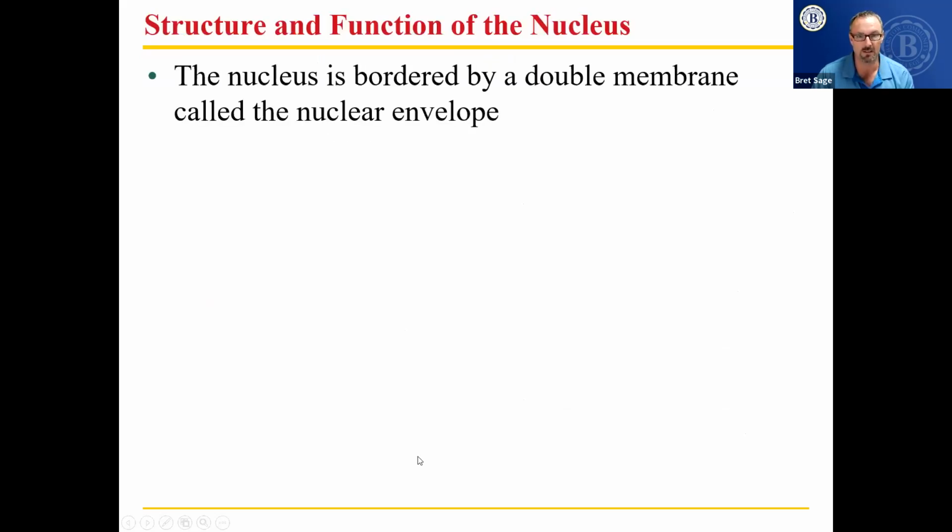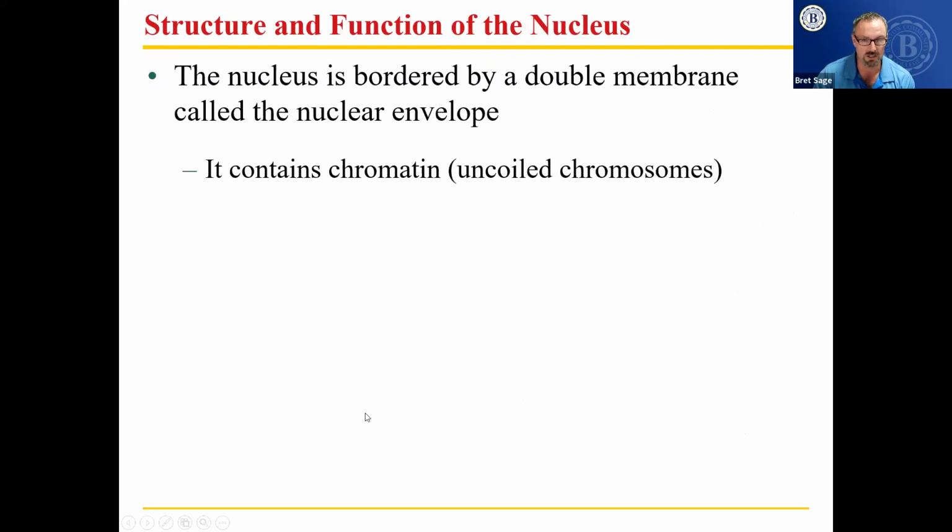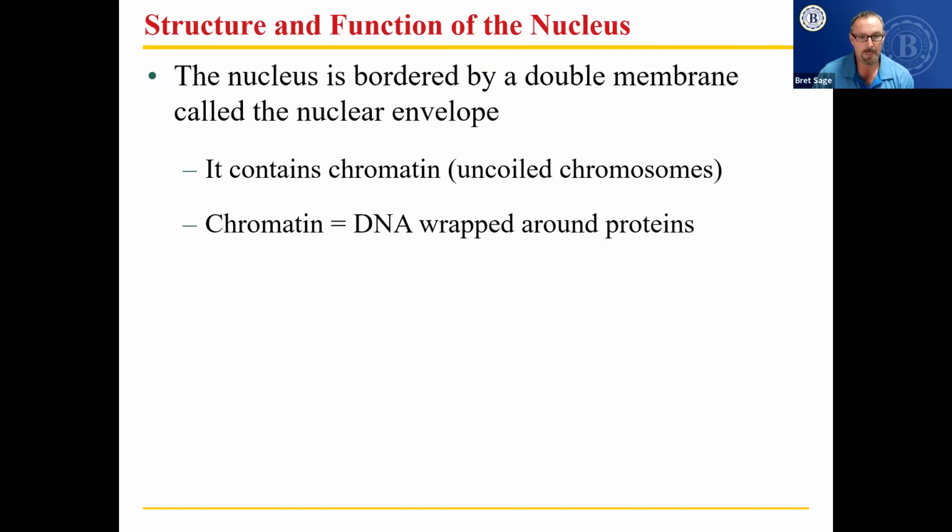The nucleus. The nucleus is bordered by a double membrane called the nuclear envelope. It contains chromatin, which is uncoiled chromatin. What is that? It's DNA wrapped around proteins. Makes it easier for it to condense down when you're going to do cell division, such as mitosis or meiosis. Chromatin is DNA wrapped around proteins, as I said.